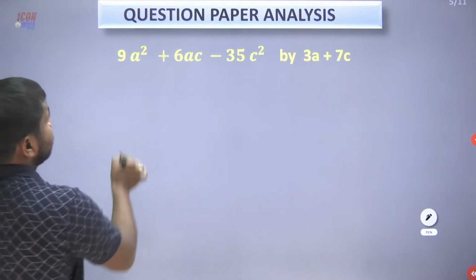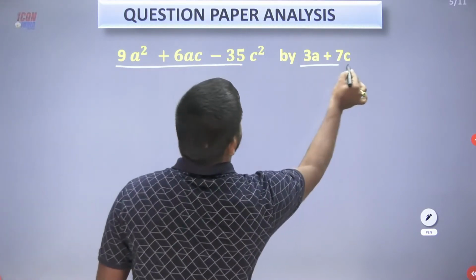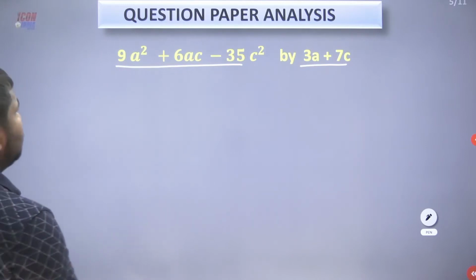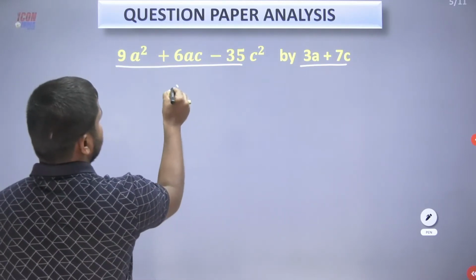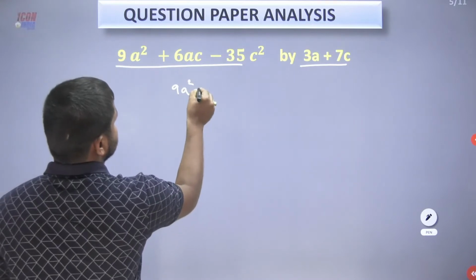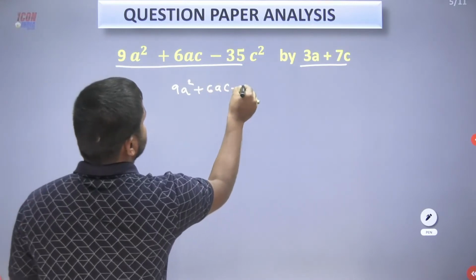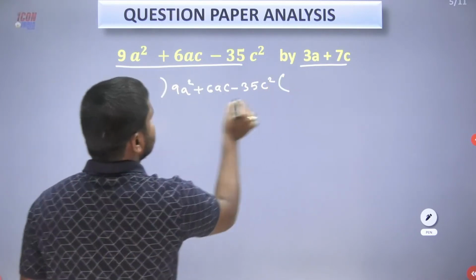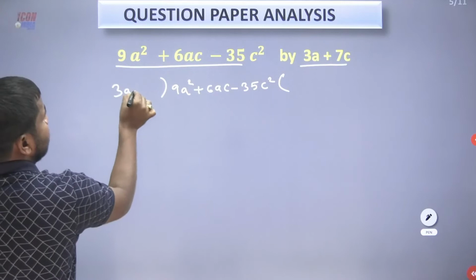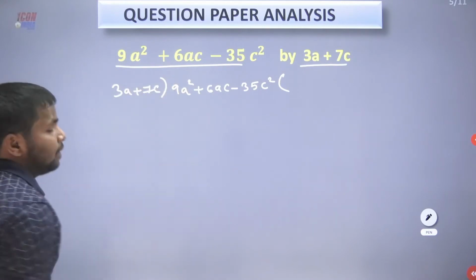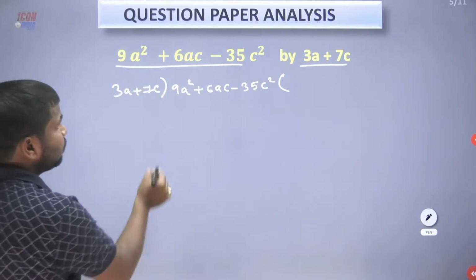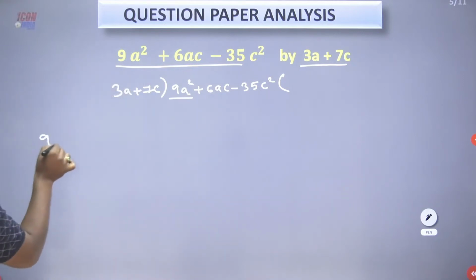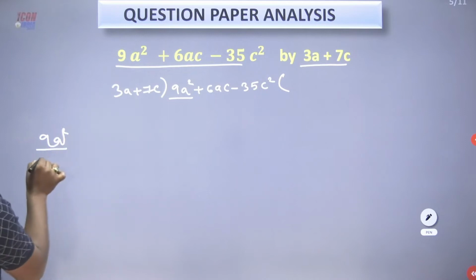So we need to divide this polynomial, 9a square plus 6ac minus 35c square, by using 3a plus 7c. Now what we need to do is eliminate the value 9a square, right? So take the term 9a square and divide by 3a.